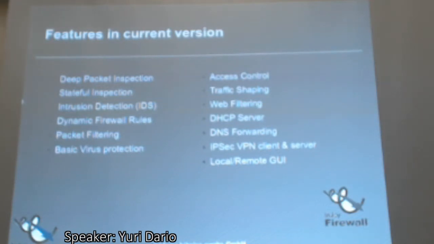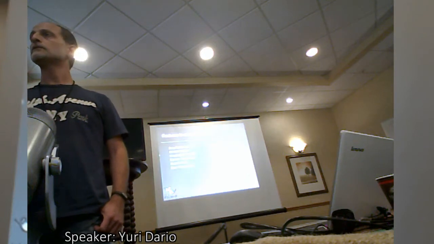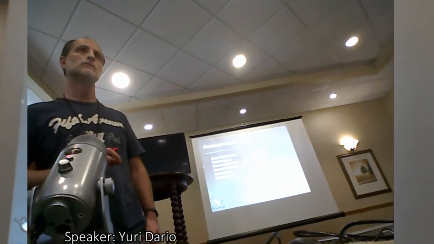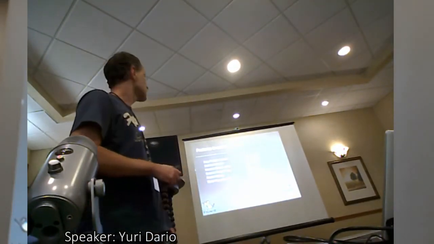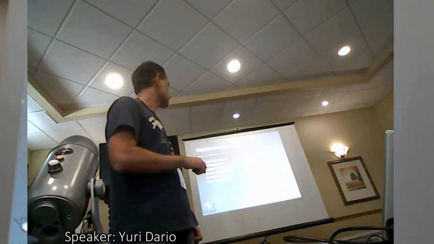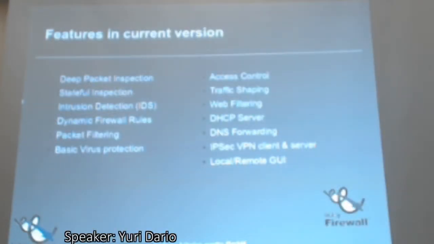It does packet filtering and also some kind of basic virus protection. Basically, virus protection is done by inspecting packets, detecting the signatures, and then blocking packets on those signatures. So this is the firewall part. If you go to the advanced part, you can do some kind of access control.